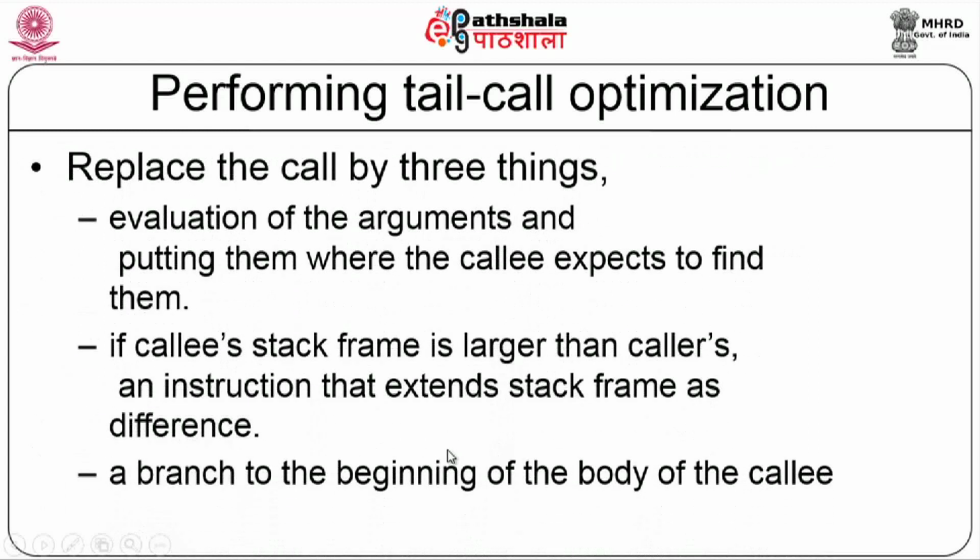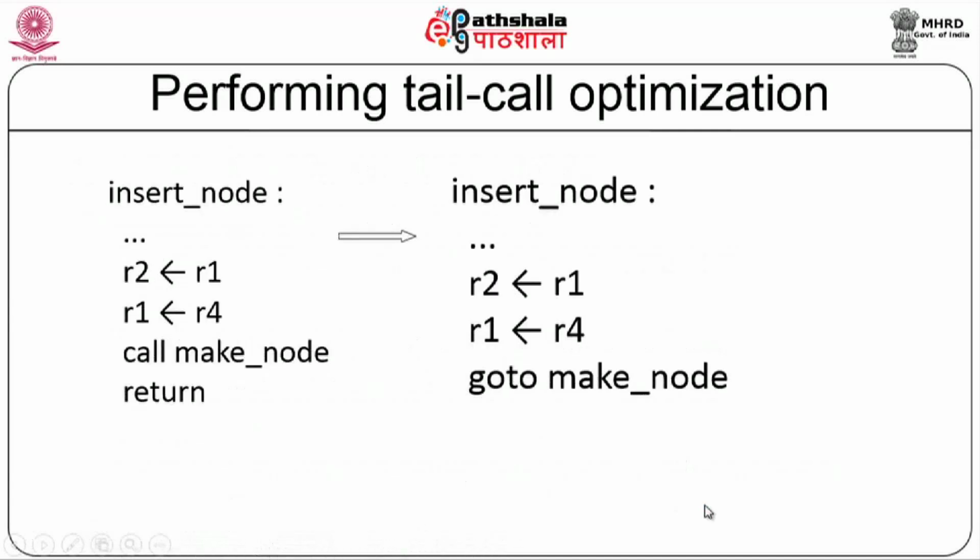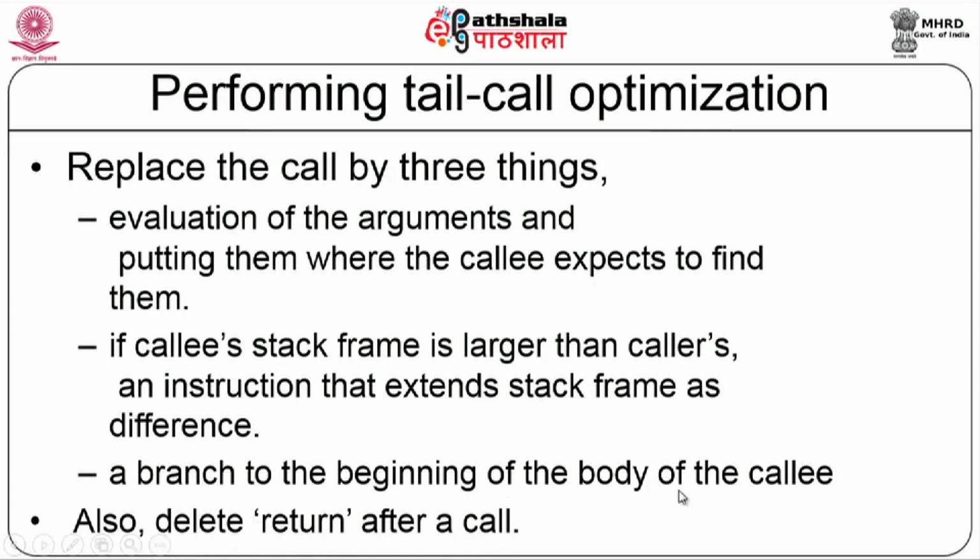So, replace the call by three things. So, evaluation of the arguments and putting them where the callee expects to find them, and if the callee stack frame is larger than the caller's stack frame, an instruction that extends the stack frame by the difference should also be available, and a branch to the beginning of the body of the callee will also be available. So, and also there should be a return call. Also delete the return after a call.